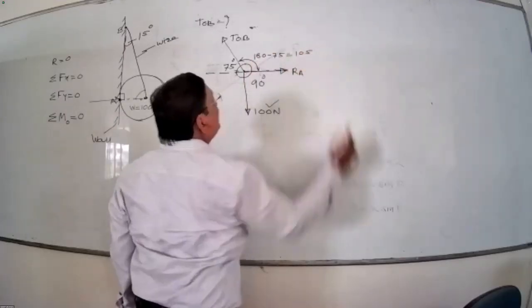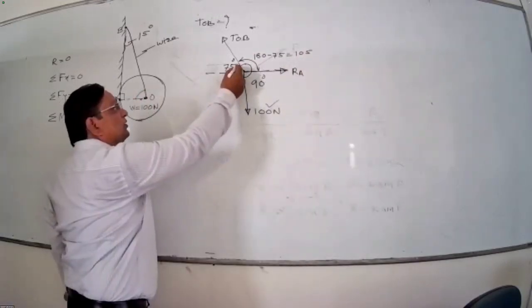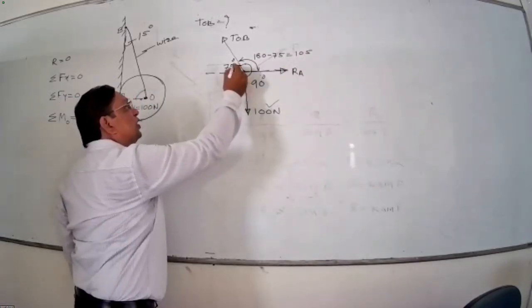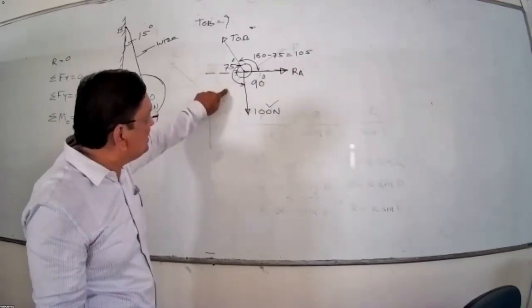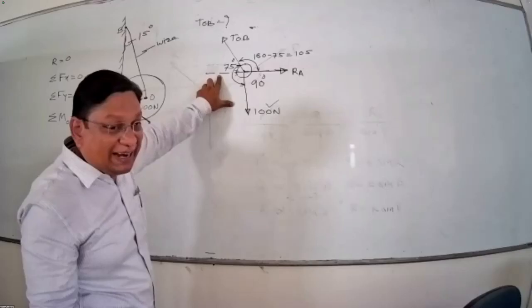And how much will this total now? Because I have to calculate the angle between all the forces. This one is 75 plus this is 90. 90 plus 75.